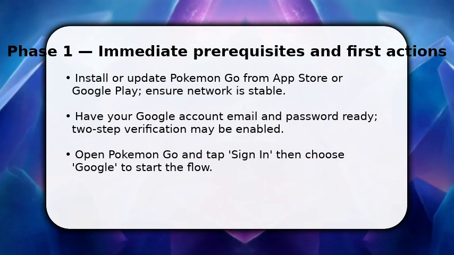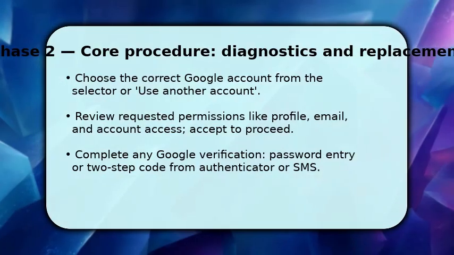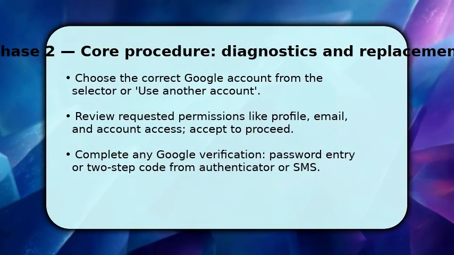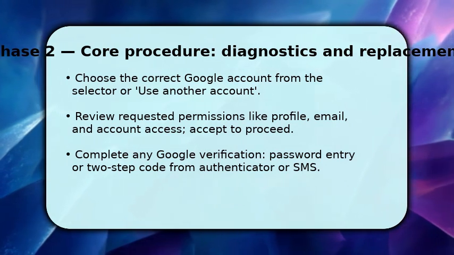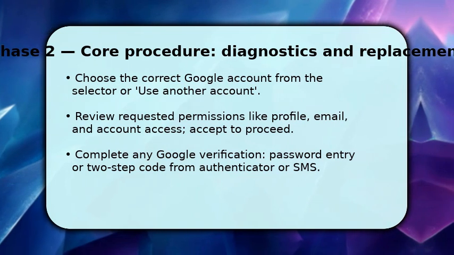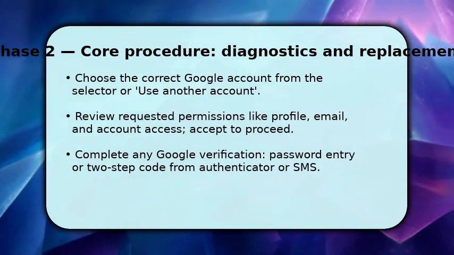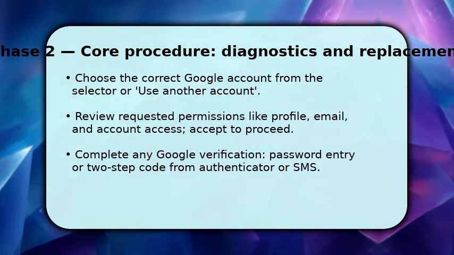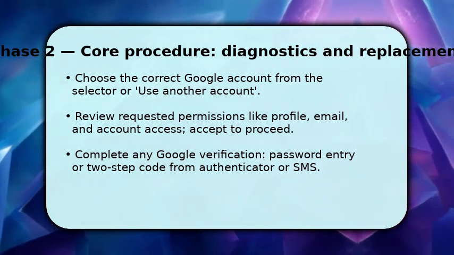You now pick the Google account to link. If the right account isn't listed, tap Use another account and sign in. Once you select it, Google will show a permission screen. Make sure to review why Pokémon Go requests access to your basic profile and email. Accepting these permissions lets the game create your trainer profile.